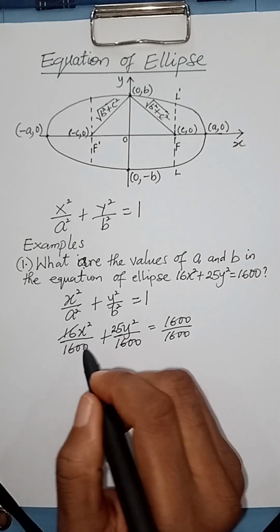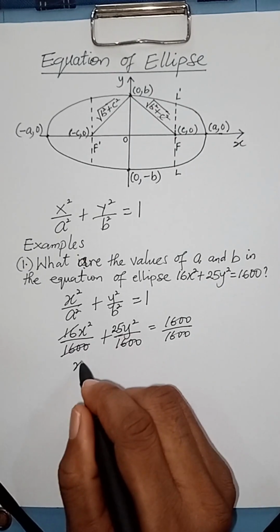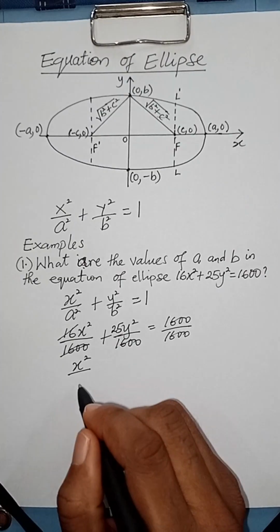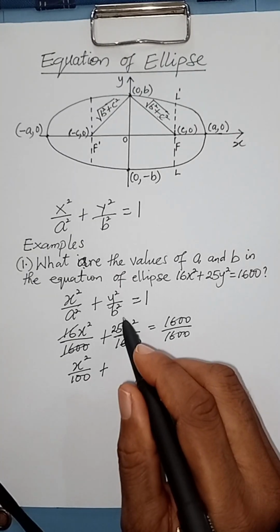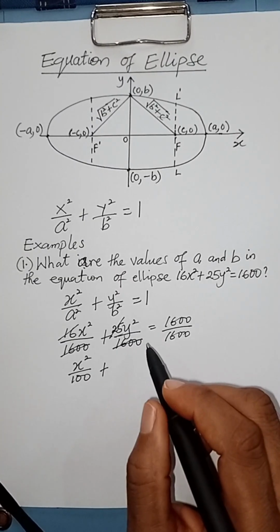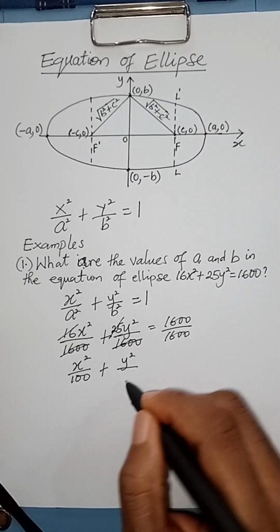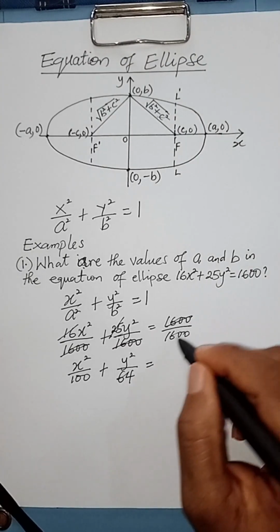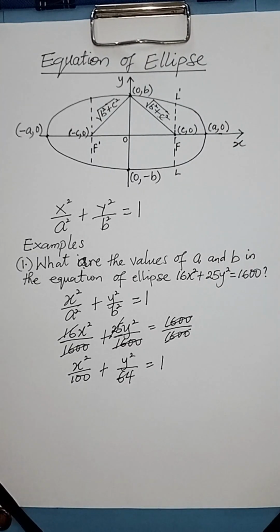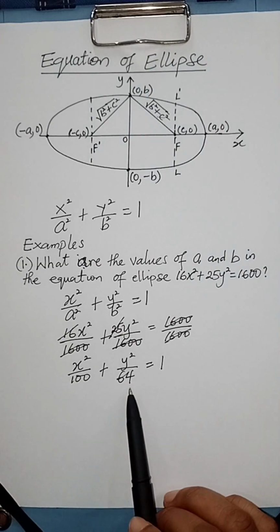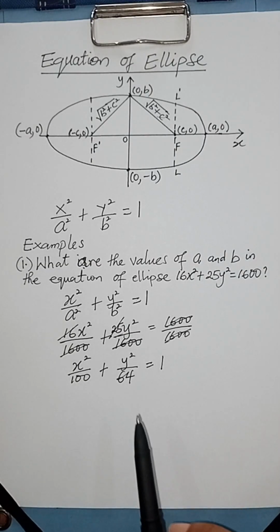This should cancel this out, it's going to be x squared divided by 100 plus, if 25 should divide 1600, it's going to be y squared. You'll be left with 64. And if they should divide, this will be equal to 1. So you can see our equation now resembles the equation of an ellipse.